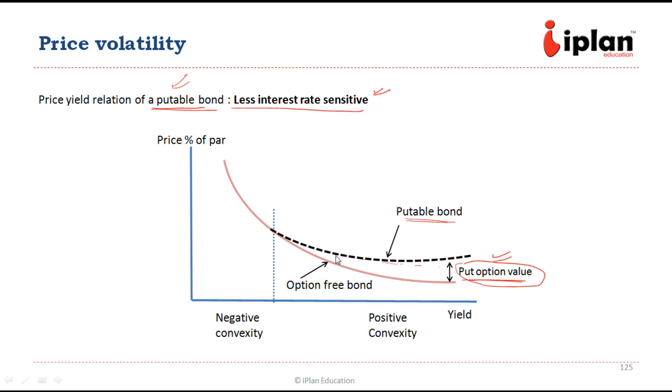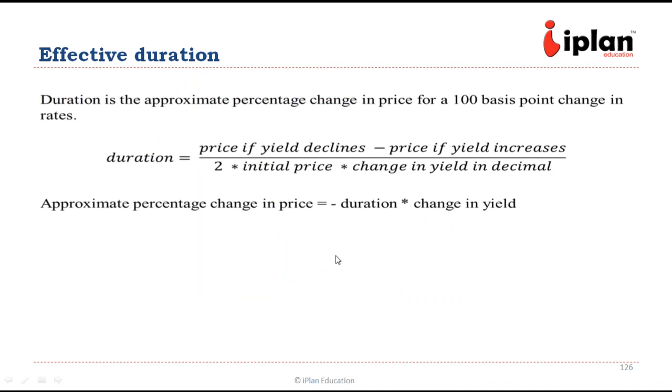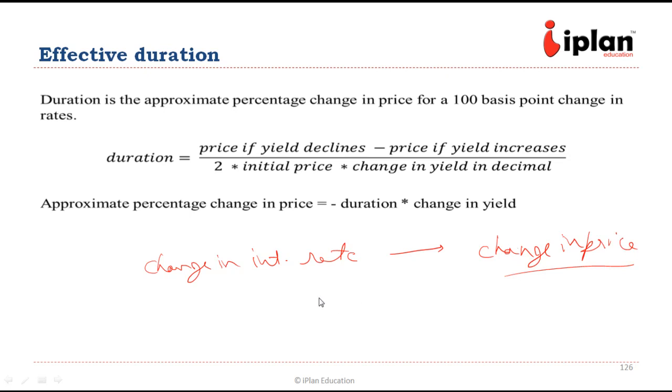Now let us look at some other measures. Our basic objective is to find out a relationship between change in interest rate and change in price. As we know from the curve, the price of a bond will fall if the interest rate is rising, but the relationship is not linear, it is convex, and in some cases where an option is embedded, it could be negatively convex. So in order to capture this relationship, we have certain parameters.